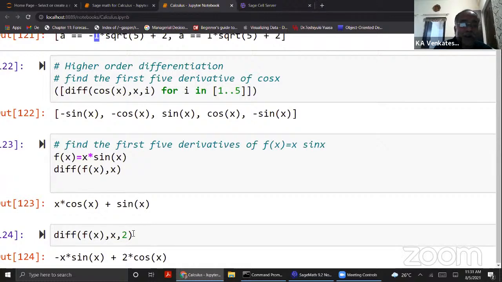Without understanding the product rule, one can solve it. So the answer is x cos x sin x. So I said first 5 derivatives. Now what I'm doing, this is the first derivative. Now the second derivative I'm doing.